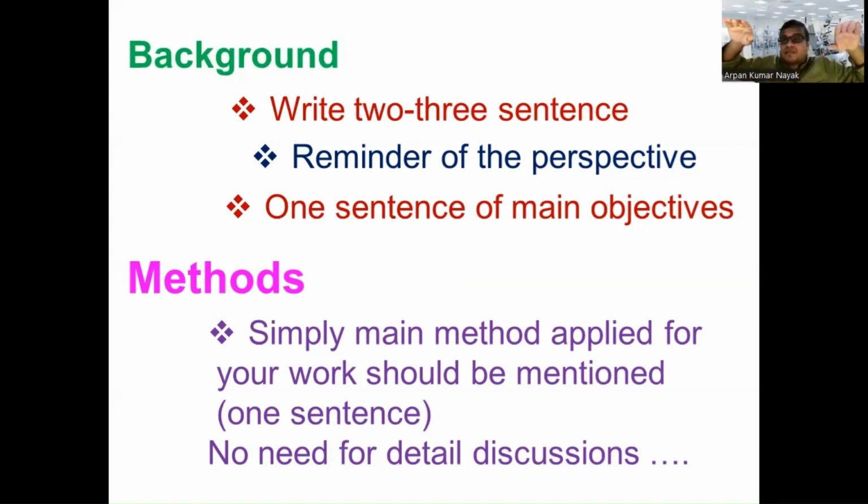In the background, you mention that there is a need. Second sentence, the main objective is this. Third sentence, to achieve this main objective, which method you used.